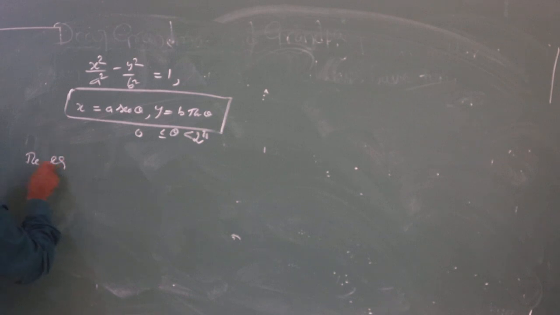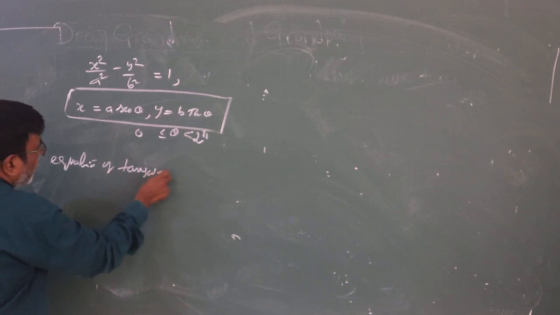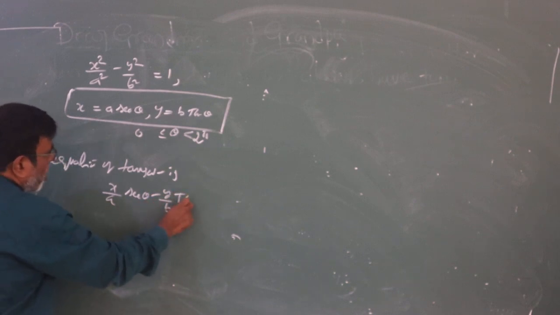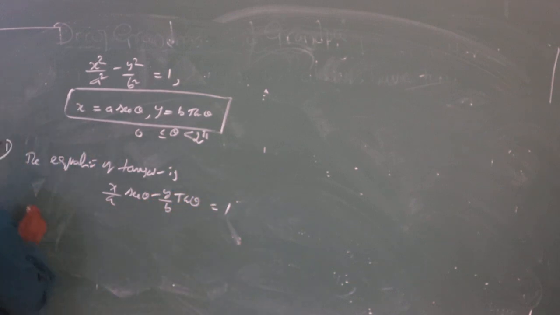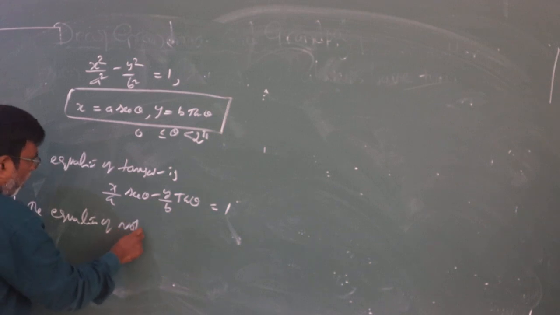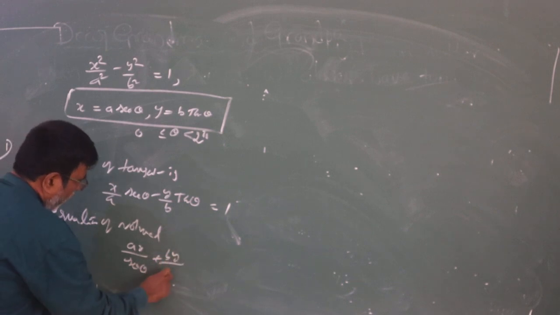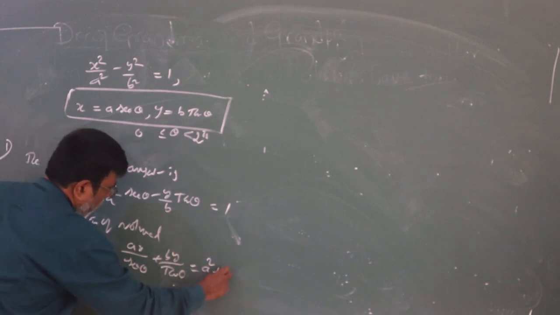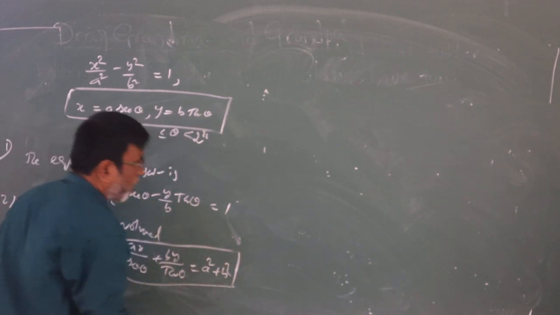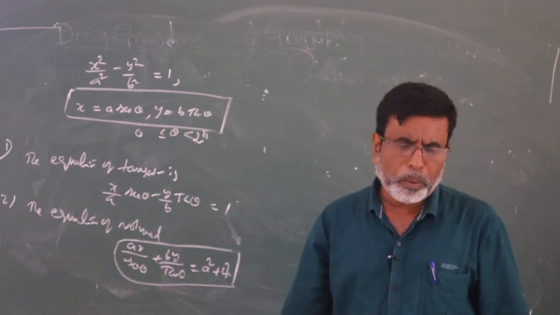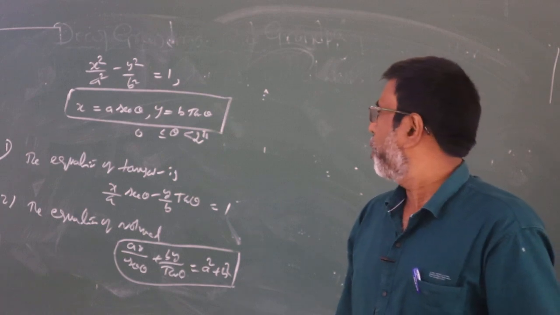The equation of tangent is x by a secant theta minus y by b tan theta equals 1. Second, the equation of normal is ax by secant theta plus by by tan theta equals a square plus b square. This is the equation of normal in parametric form: ax by secant theta plus by by tan theta equals a square plus b square.